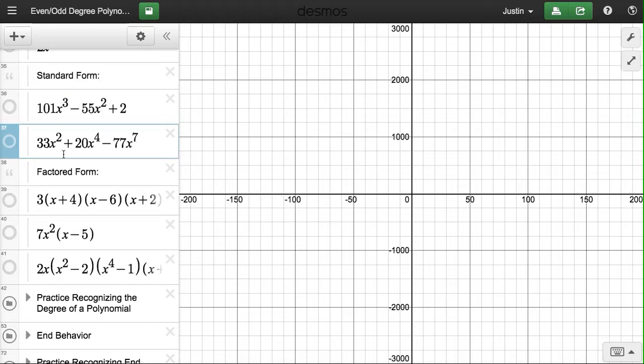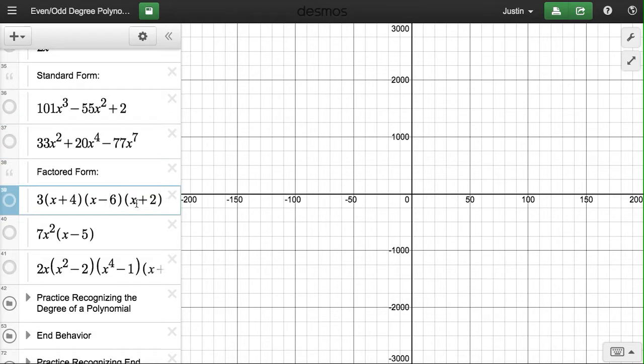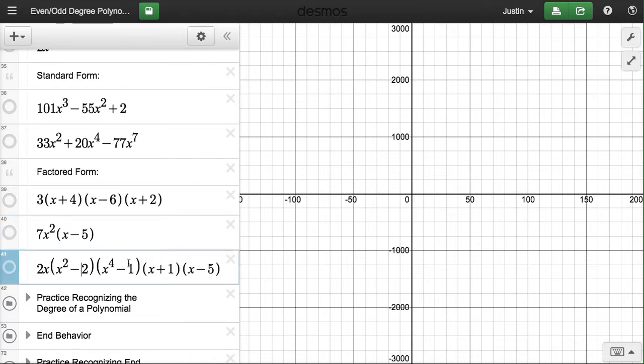This next one is degree 7 because 7 is bigger than 4 and 2. So it's a degree 7 odd polynomial. Here, you know that this is degree 1, 2, 3. So it's a degree 3 polynomial. Here, you know it's degree 1, 2, 3. So this is also a degree 3 polynomial. And in this last example, you know that it's 1, 2, plus 4 is 6, plus 2 is 8, plus 1 is 9. So this whole polynomial is a degree 9 polynomial.